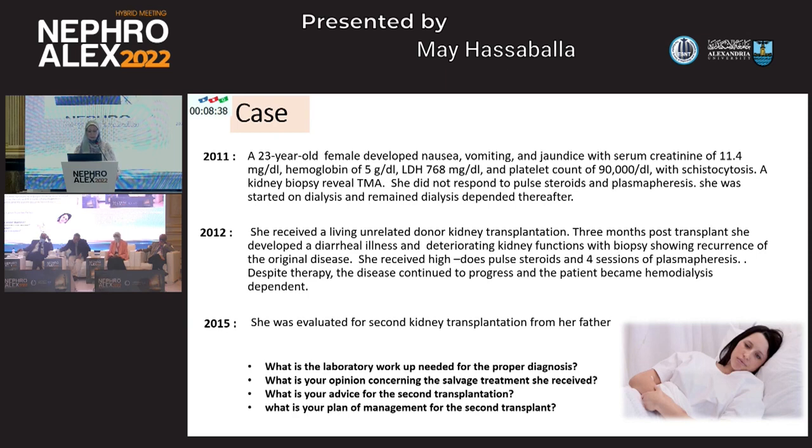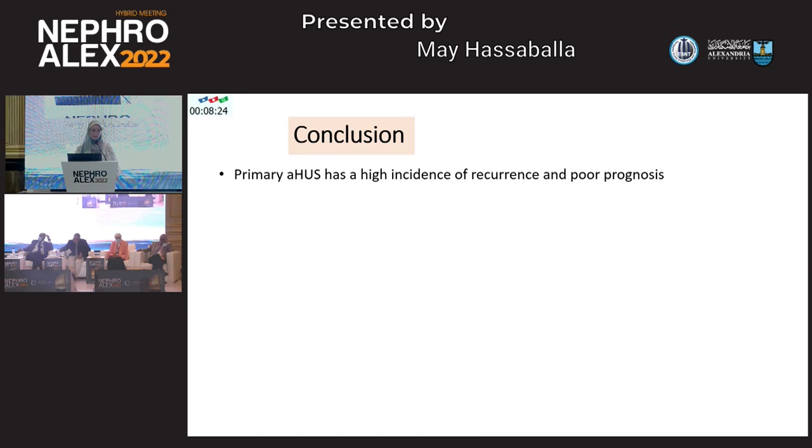What is your advice for the second transplantation? It's not recommended to have her father as a donor, so it's better to look for another cadaveric transplantation. And what is your plan of management for the second transplant? I think we covered that all. Prophylaxis has to be given before, whether it's going to be eculizumab or plasma exchange or otherwise.